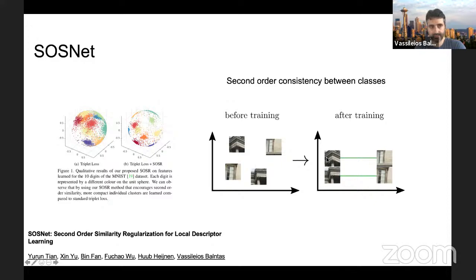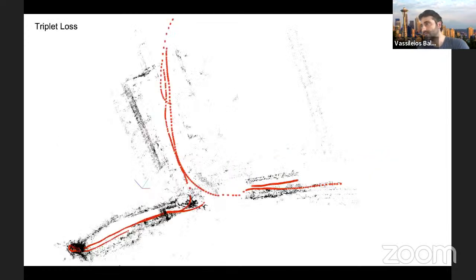So the idea of the second order similarity is that you also optimize differences between the distances. If this patch is that far away from this patch, then this patch should also be similarly far away from these patches, because these two are in the same class and these two are in the same class. And again, there are some results in the paper that show that adding this second order consistency improves things. And this is one example where you can see how much it improves things in terms of map building, in terms of an SfM pipeline that we mentioned in the beginning.